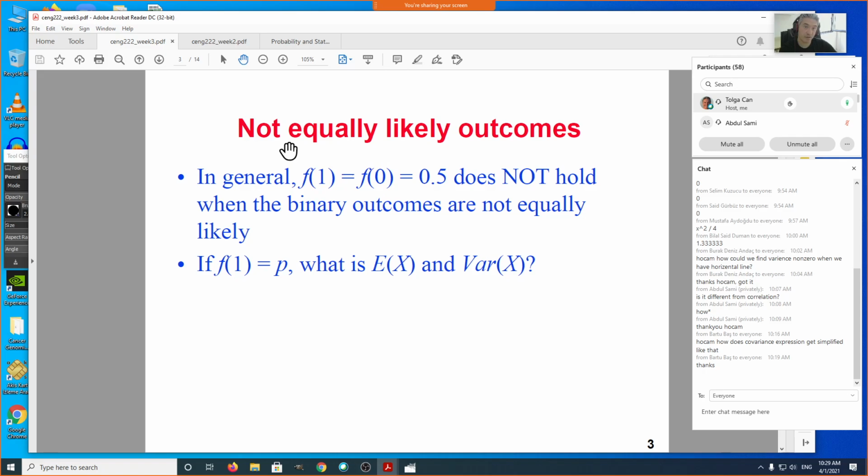In general, Bernoulli trials are not equally likely outcomes. It's going to be equally likely only if the success probability is 0.5. In general, f(1) is not equal to f(0), so they're not equally likely. So if somebody gives us the probability to obtain 1, imagine we have a Bernoulli variable which takes values of 0 and 1 only. If the probability of 1 is p, what is the expected value and the variance of this Bernoulli variable?